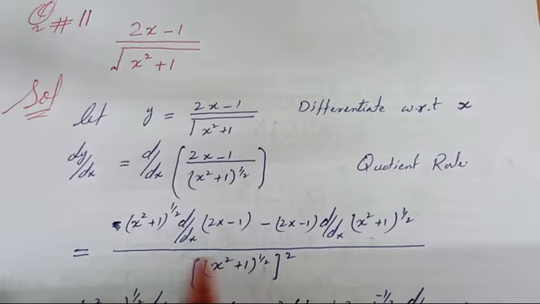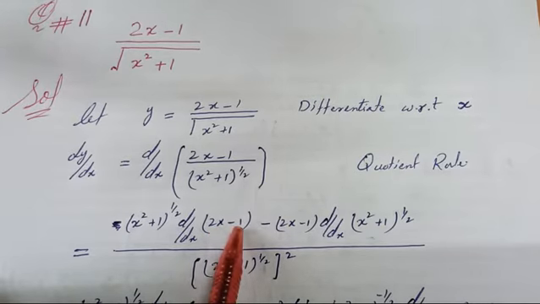And now you can simply take the derivative of these two terms, (x square plus 1) whole power 1 by 2, and the derivative of 2x minus 1. You know very well the derivative of 2x is only 2, while the derivative of 1 is 0, so no need to write 0 here. So just write 2 minus, as it is, 2x minus 1 written here.